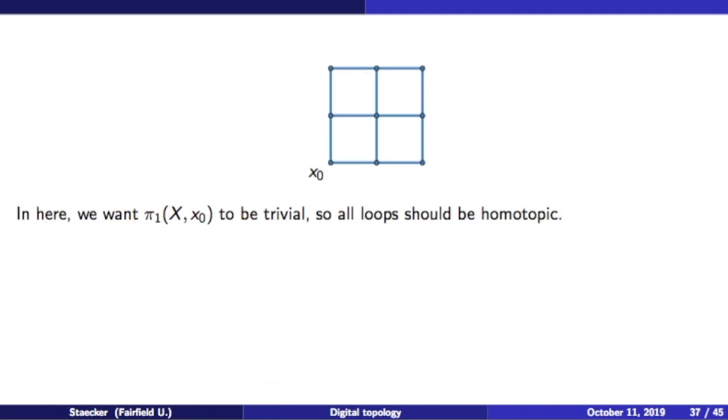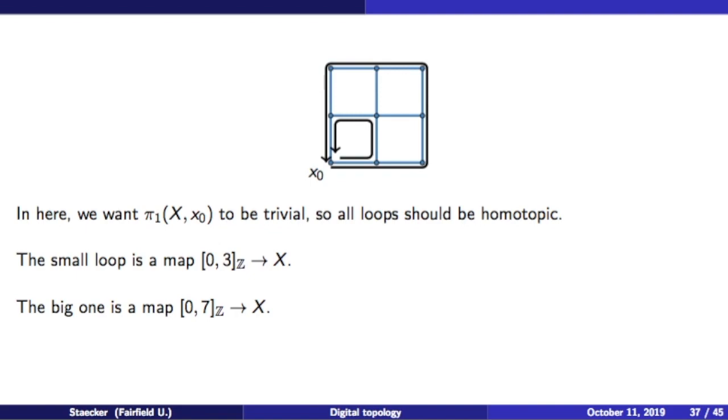Here's an example. This is my digital image and this corner is my base point. The fundamental group here should be trivial. That means any loop in here can be shrunk down just to the base point. That's what it means for the fundamental group to be trivial. It should be true that all loops are homotopic, but here I have one big loop and one small loop. The small one is a function from the interval from 0 to 3 because it has 4 points, and the big one is from 0 to 7 because it has 8 points. And so they cannot be homotopic because they have different domains. This is a problem that Boxer and Kong had to figure out, and they figured it out in 2 different ways. That's the difference between those 2 papers. So the loops are not homotopic.